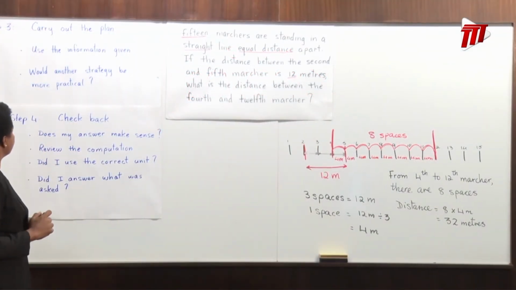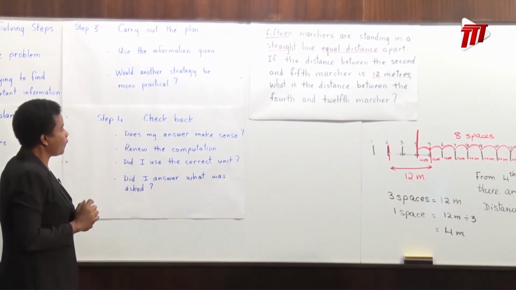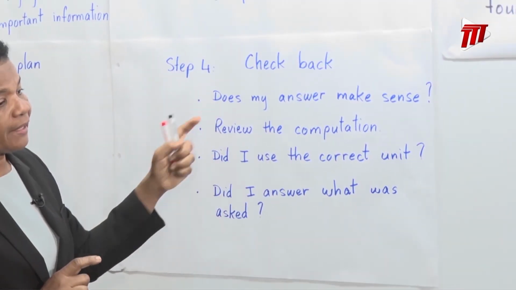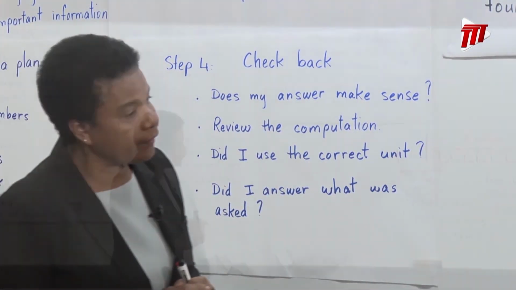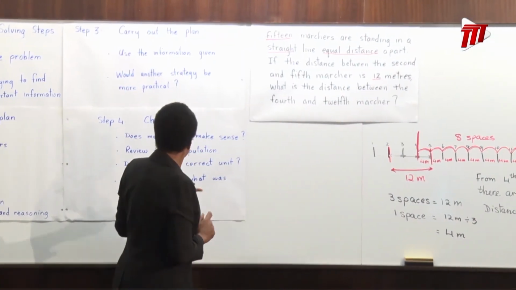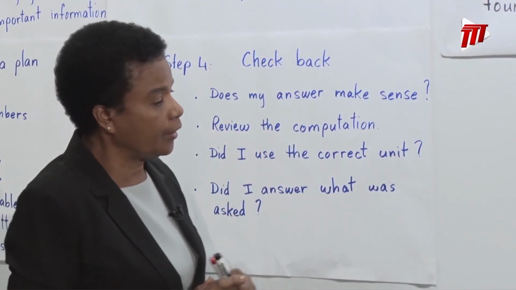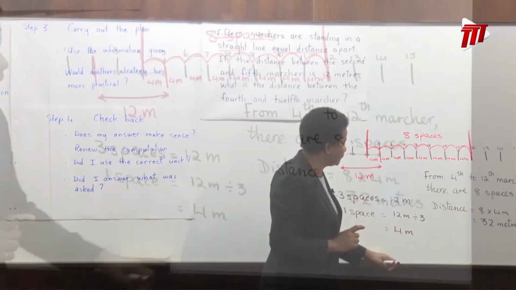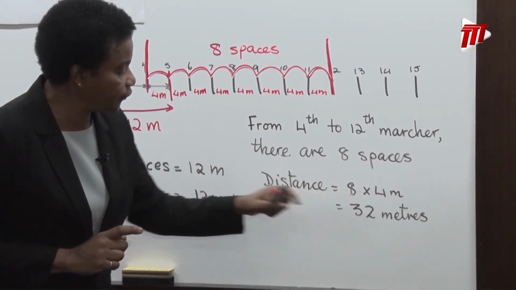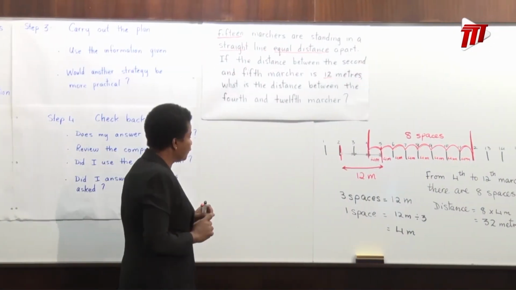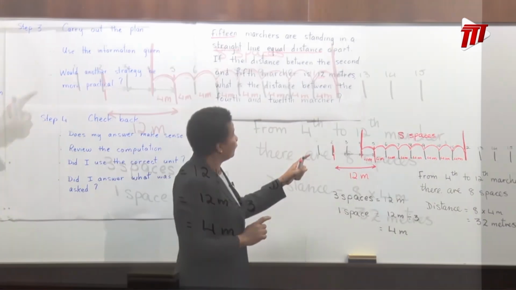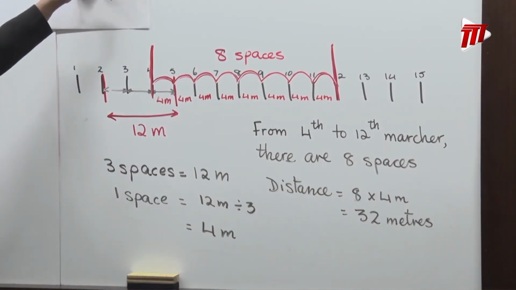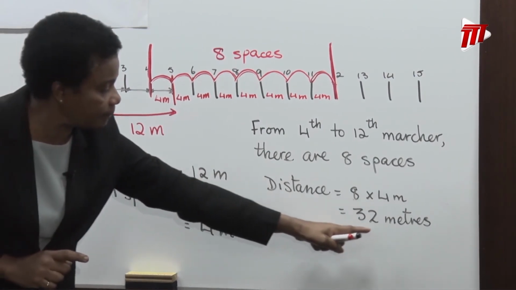Let's see. We are now on to step 4. Does my answer make sense? 32 meters between them. Let's review the computation. Is my division correct? 12 divided by 3 is 4. 8 times 4 is 32. Did I use the correct unit? We are working in meters. Did I put my answer in meters?